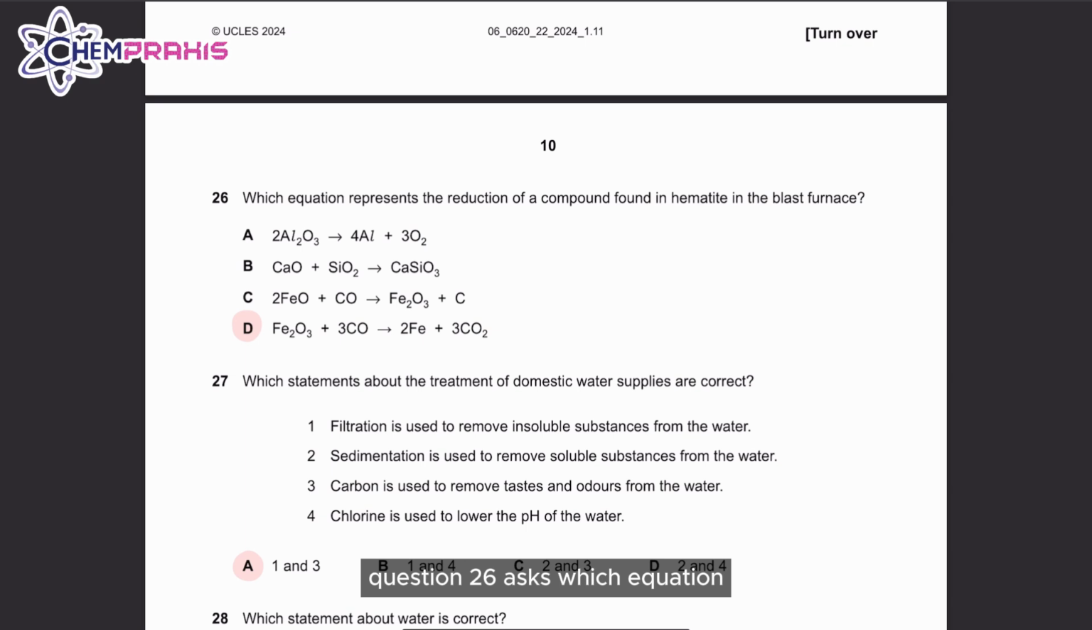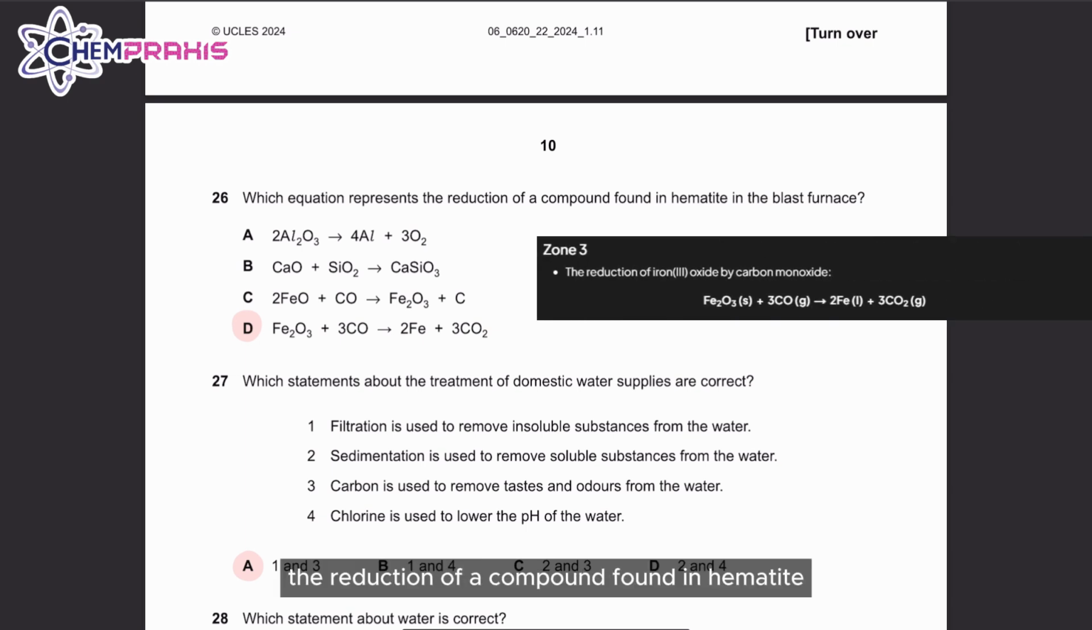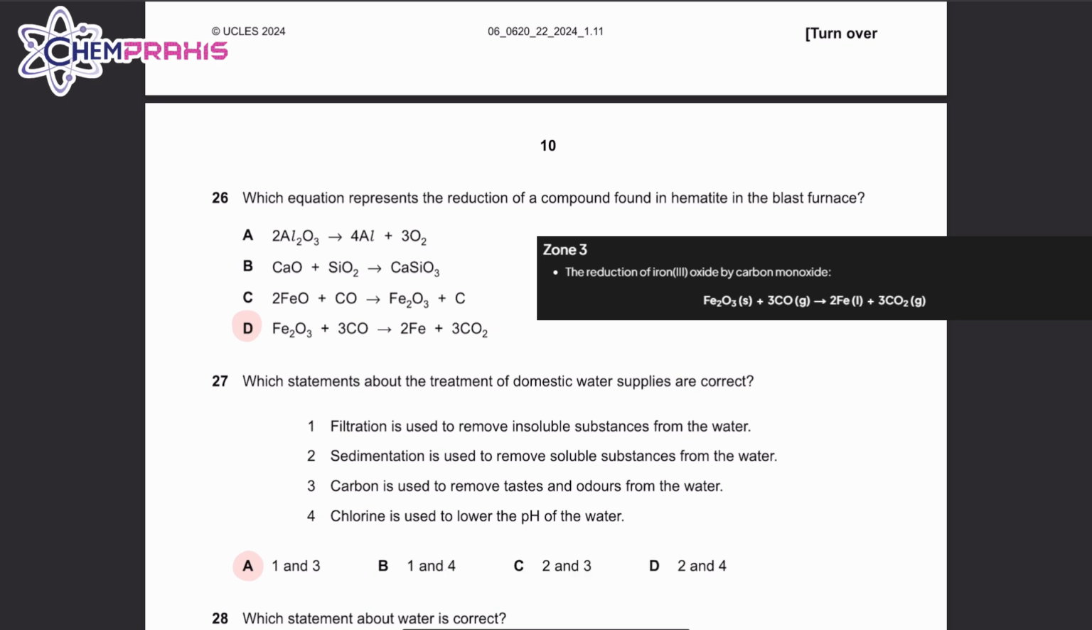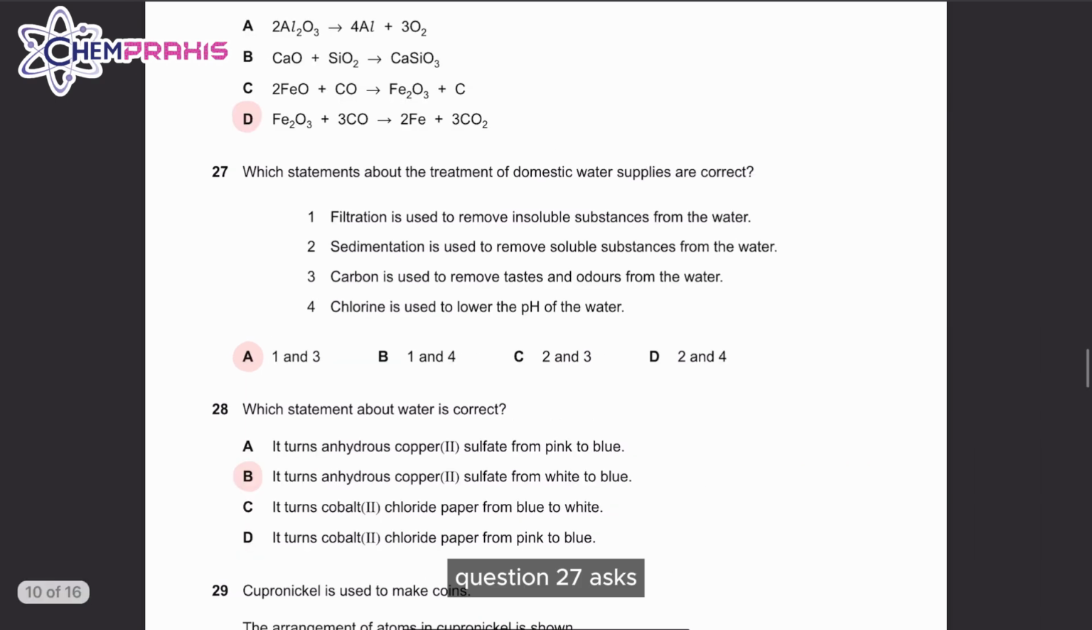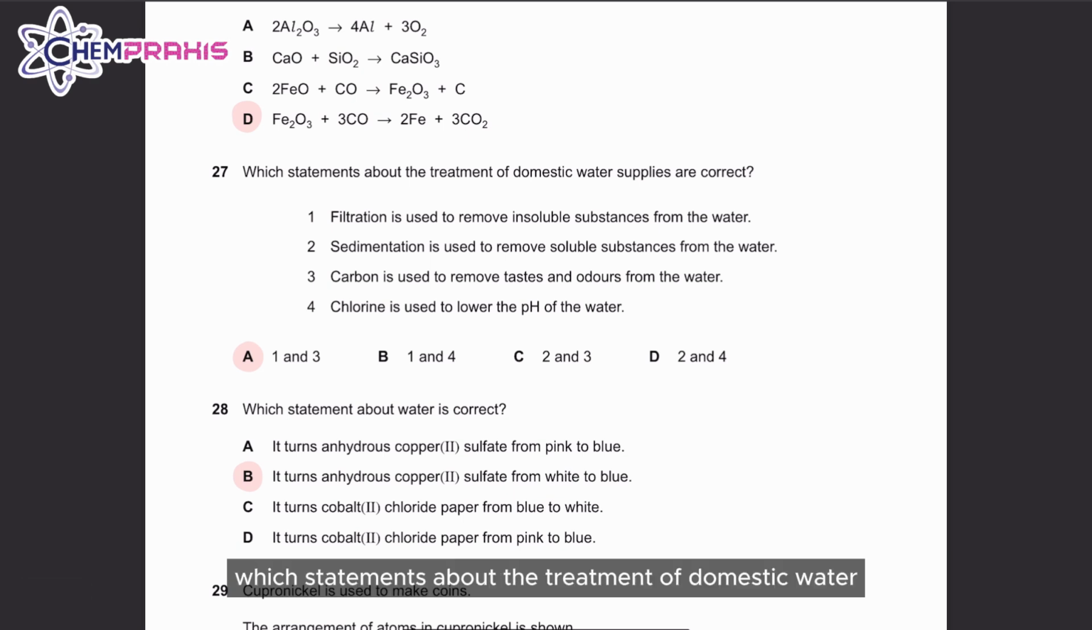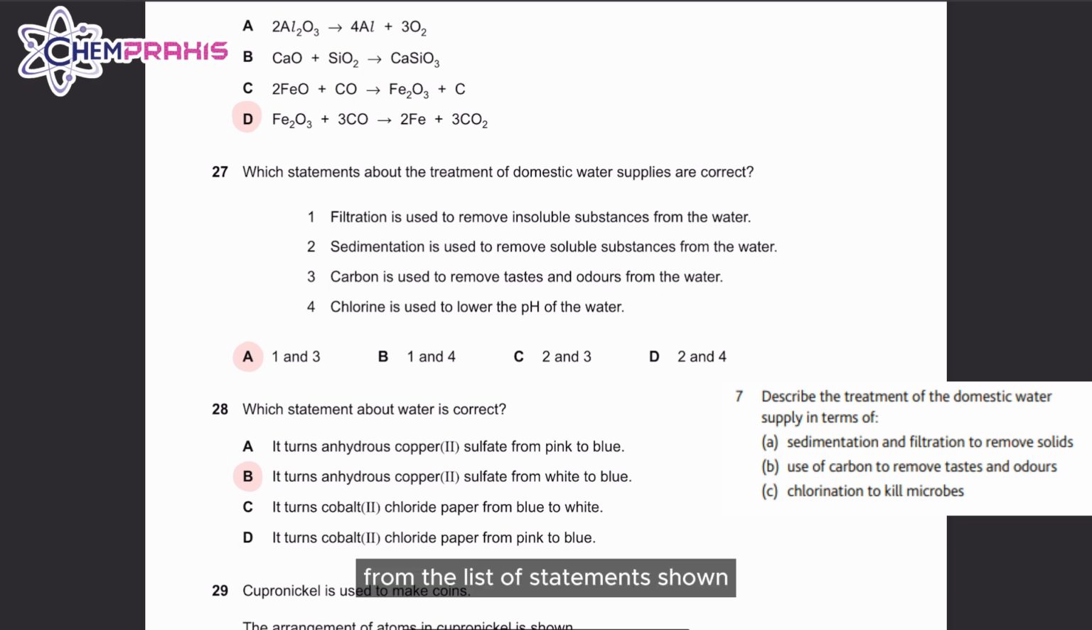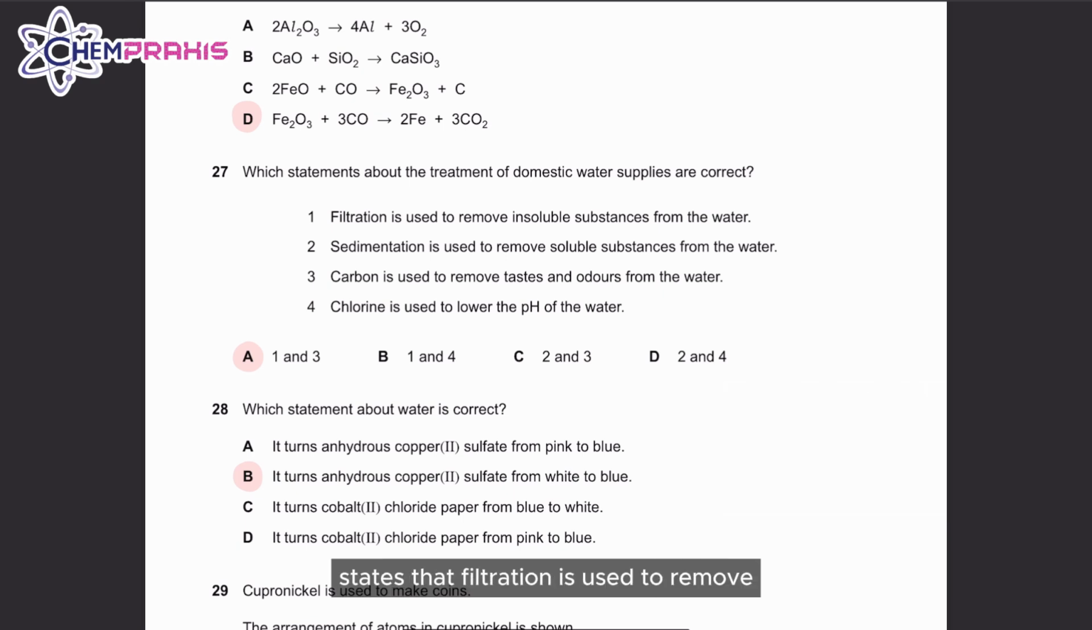Question 26 asks which equation represents the reduction of a compound found in hematite in the blast furnace. Your answer should be D. Question 27 asks which statements about the treatment of domestic water supplies are correct. From the list of statements shown, 1 and 3 are the correct statements, and therefore your answer will be A. Statements 1 and 3 state that filtration is used to remove insoluble substances from the water, and carbon is used to remove taste and odors from the water.